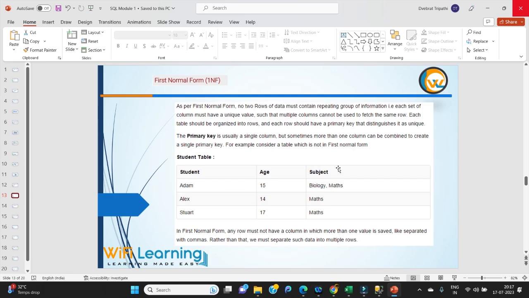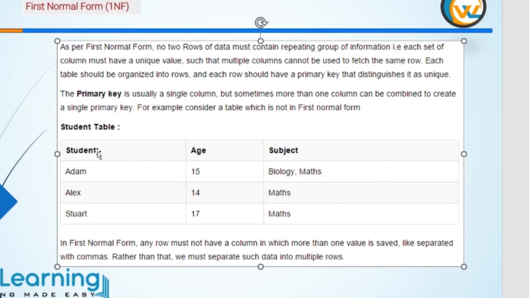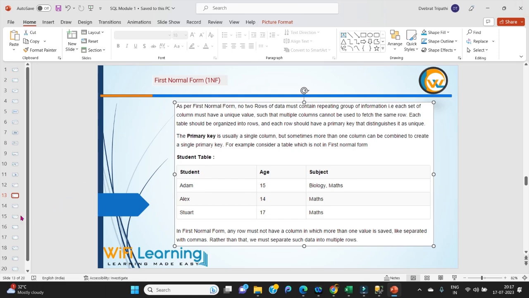First normal form: I won't go by the textbook words, I will tell you in layman's language so that you can understand easily. In the first normal form, there should be a primary key in the table. Simple. In one line, there should be a primary key in the table. There should not be any repeating group of information. For example, in this table, student, age, and subjects are given. Student is the primary key. That makes the table in the first normal form.